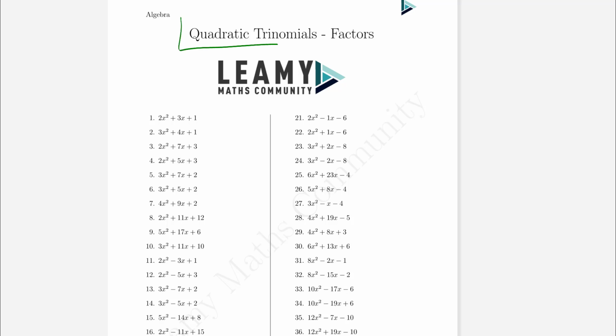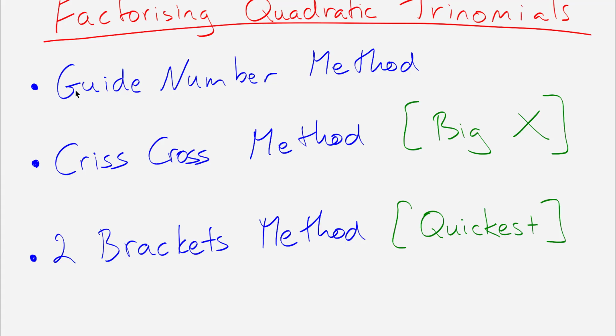Now we're going to look at some quadratic trinomials, particularly how to factorize them, how to take any of these quadratic expressions and represent it as a product of two factors. When you're looking at factorizing quadratic trinomials, we actually have three different methods. We have the guide number method, we have the crisscross method, or some people call it the big X method, and then we have the method where we go straight to the two brackets.